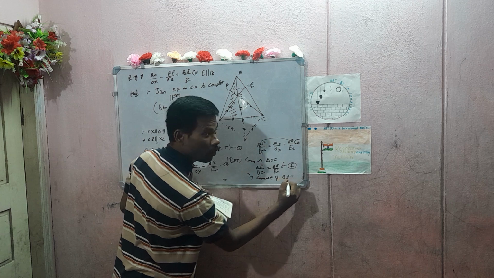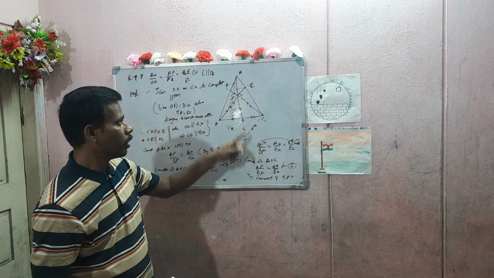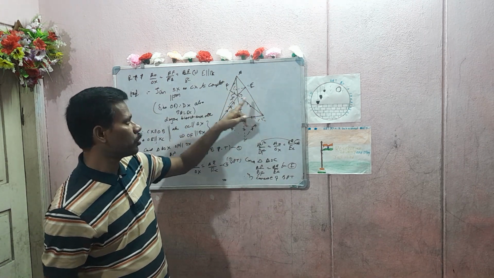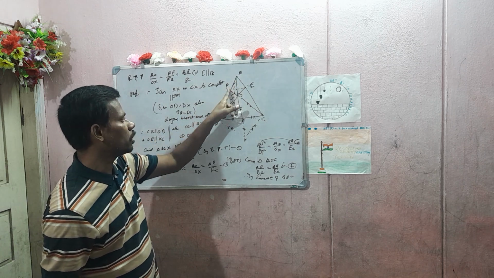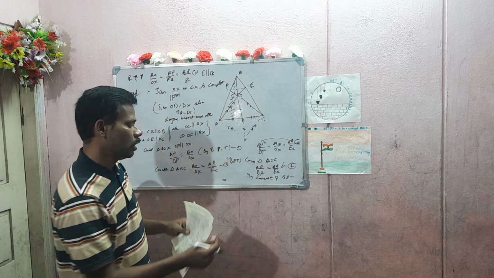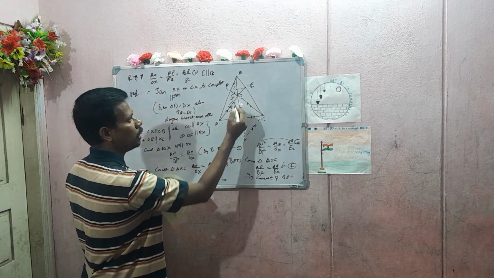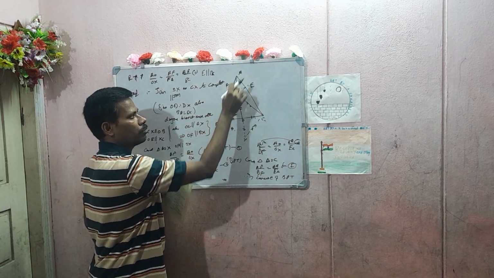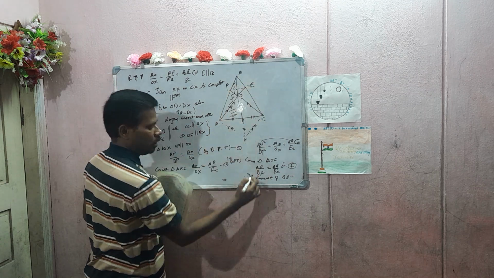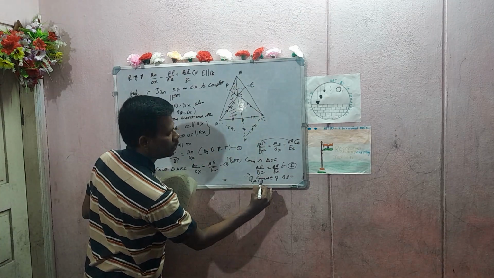Therefore, by the converse of BPT. What is the converse of BPT? If a line divides the other two sides in the same ratio. That means this line is dividing this side and this side in the same ratio. AF by FB is equal to AE by EC. By the converse of BPT, a line divides the other two sides in the same ratio. Therefore, EF is parallel to BC.